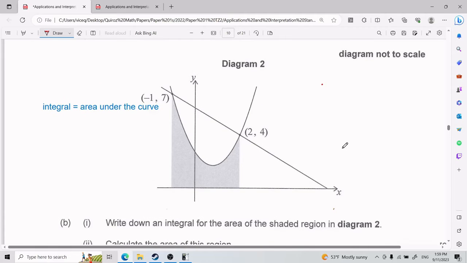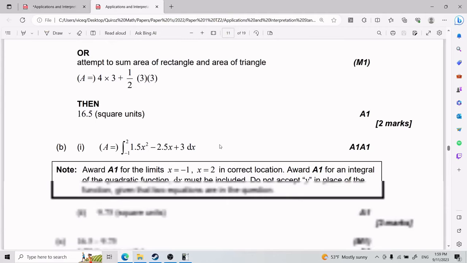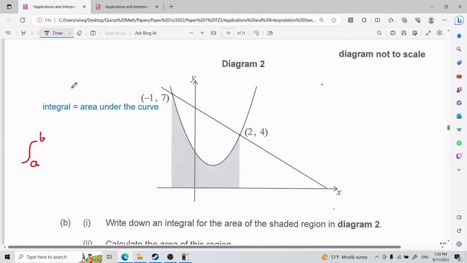So you've probably seen in class this symbol here. Okay, so that is the symbol of an integral. Okay, and you need to plug in A and you need to plug in B. So when you write down the integral, you need to write the lower bound. B is going to be your upper bound.